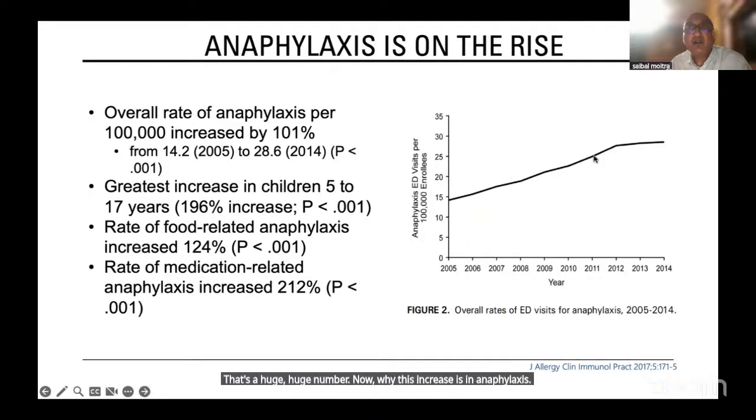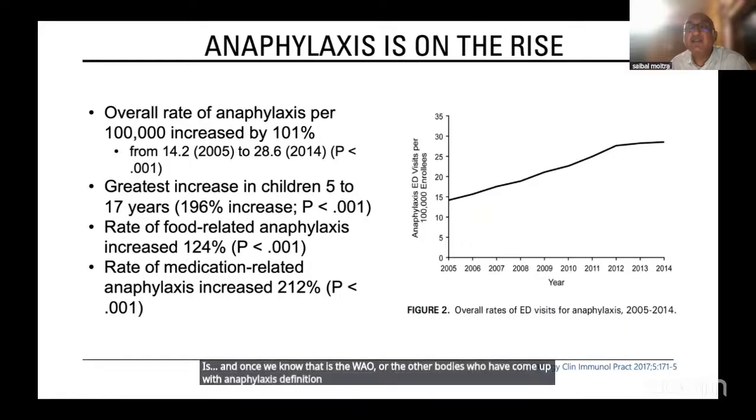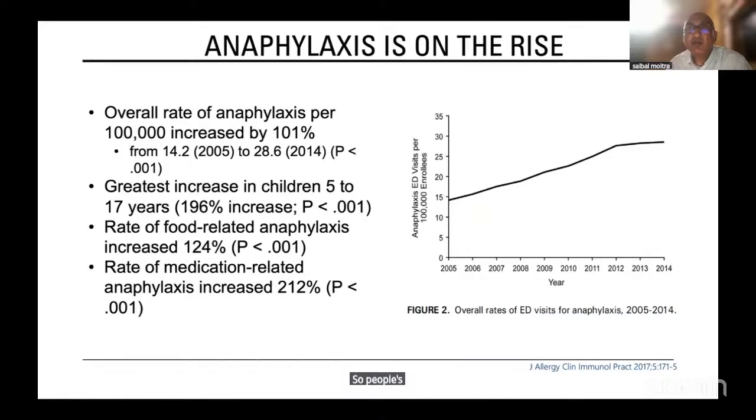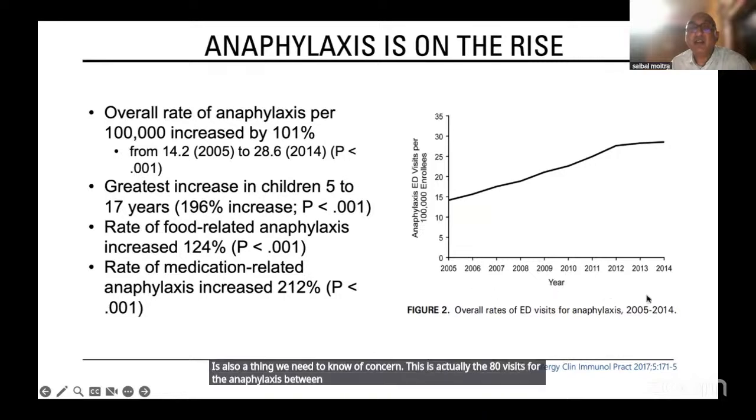Part of it could be because of more uniform, standardized diagnosis. Once the WAO and other bodies came up with the anaphylaxis definition, it became more and more well-defined, so people started suspecting it more. That could be one of the reasons. Along with that, there may also be a true increase in anaphylaxis because of the rise in the allergy epidemic all over the world, which is also a concern. This is actually the ED visits for anaphylaxis between 2005 and 2014, in the US, published in the JACI in Practice.